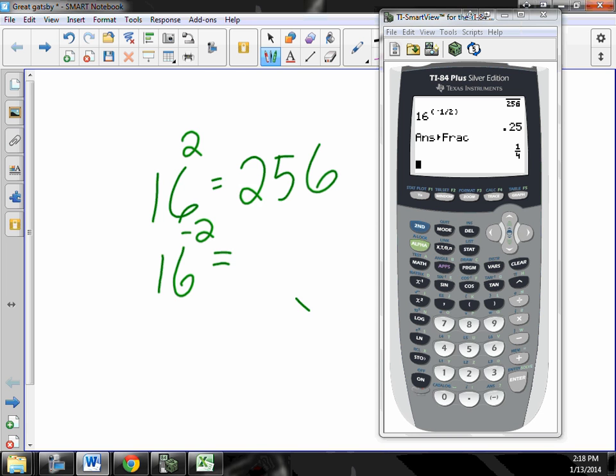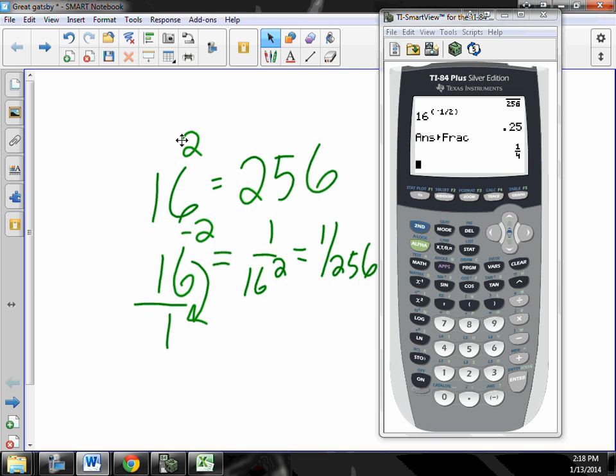So if we had x to the third over x to the negative 2, it makes this x jump to the other side. So it's actually x to the third times x squared. So 16 to the negative 2 is really the same thing as dropping this to the bottom by getting rid of the negative. So 1 over 16 squared, which is 1 over 256.